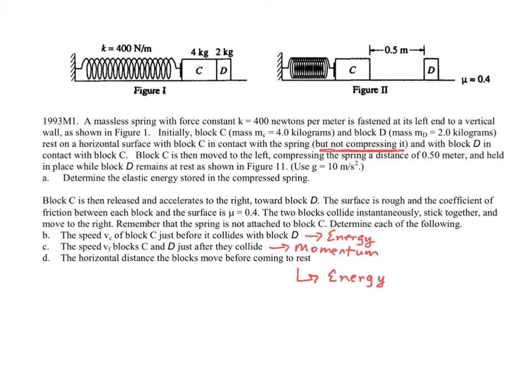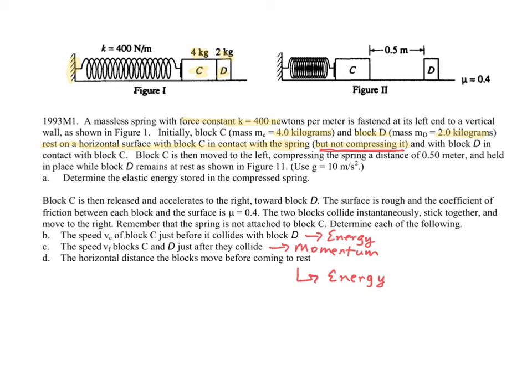So this is a massless spring with a spring constant, which is also called a force constant. It's the same thing, of 400 newtons per meter, fastened at the left end up here to a vertical wall. Block C, which has a 4 kilogram mass, and block D with a mass of 2 kilograms rest on a horizontal surface with block C in contact with the spring. It's not attached, but it's in contact with the spring, but it's not compressing it. Very important. So in this initial condition, block C is not compressing the spring at all. It's relaxed. It's in its relaxed length.